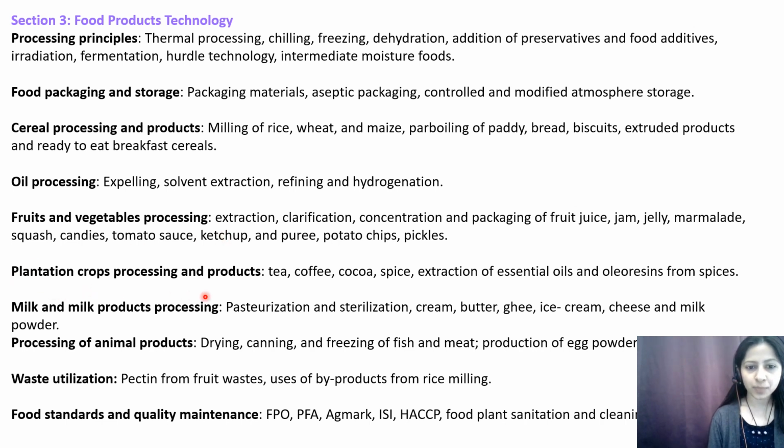Then plantation crops processings like tea, coffee, cocoa, oleoresins, milk and milk products like pasteurization. Then sterilizations of cream, milk, butter. Next, processings of animal products, canning, drying, freezing, waste utilizations like pectins from fruit waste, and various standards and quality maintenance like FPO, PFA, AGMARK, ISI, HACCP. In short, you have to cover the principal processing, preservation methods, extractions and the packaging, food packaging and storage, along with food standards.